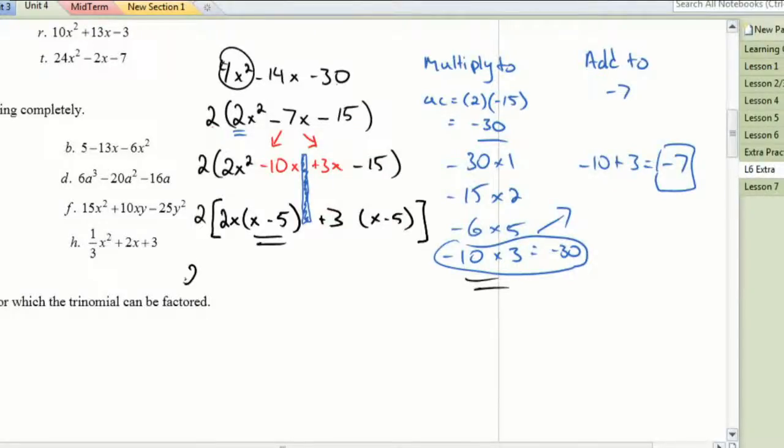All right, so I have the 2 still. That's not changing. Just coming along for the ride. And then I'm going to say, okay, what's common between these things now? Well, this one has an x minus 5, and this one has an x minus 5. And they'll always work out this way. So they always have to have that same bracket on both sides.